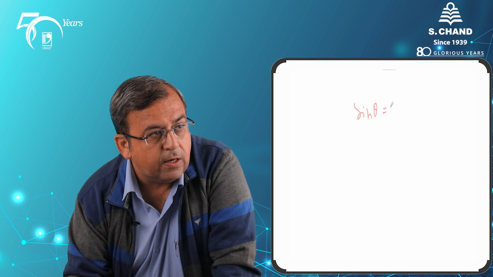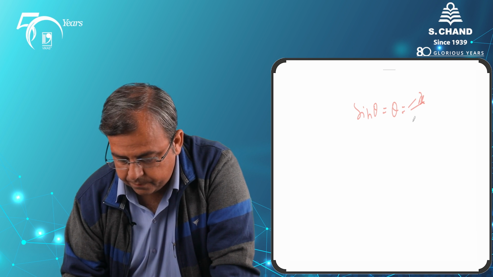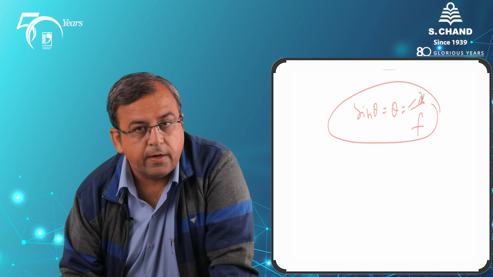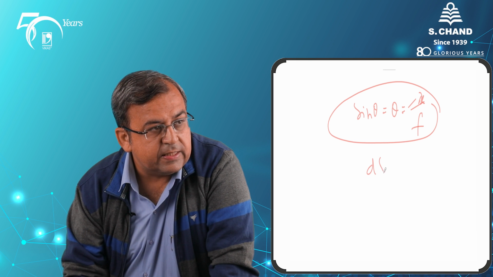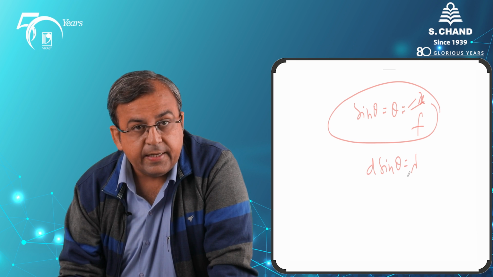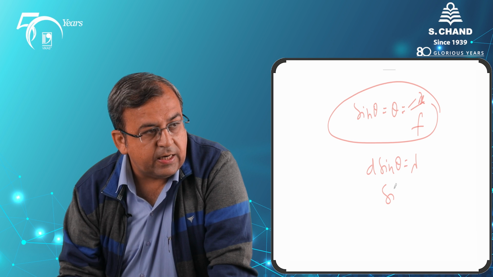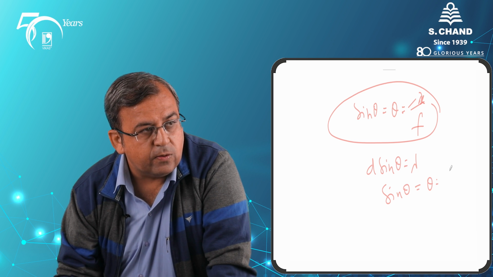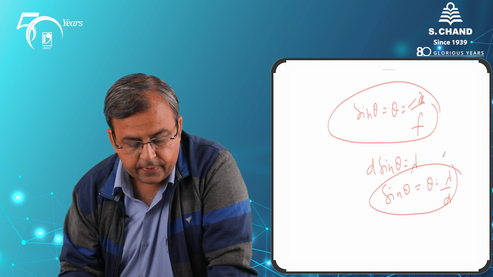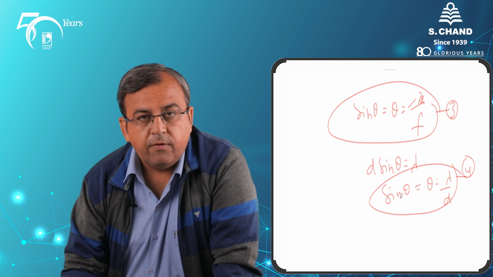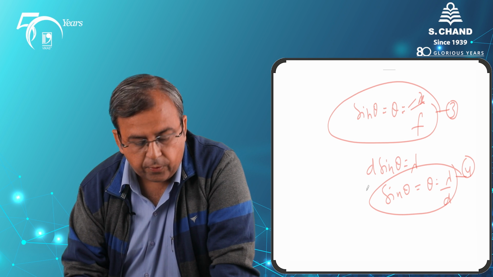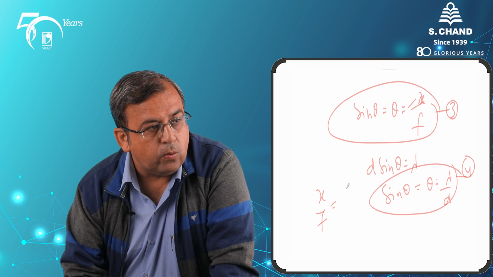So what exactly we want to make right now is that for a secondary maximum, sine theta is equal to x upon f. We got it, right? And for the first secondary minimum, we said d sine theta is equal to lambda. Therefore, sine theta is equal to lambda upon d. Suppose this is equation number 3 and this is equation number 4. When you equate equation number 3 and equation number 4, we get x upon f is equal to lambda upon d.